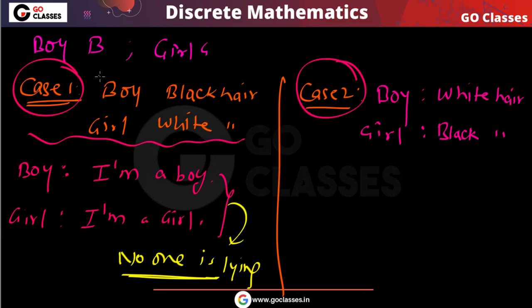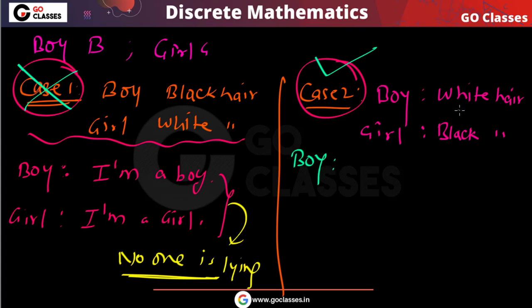Remember, in the beginning of the question, we don't know whether the boy has black hair or white hair. So we are creating two cases. Now we are finding that in case one, no one is lying, but the question is saying at least one of them is lying. So definitely case one is not possible. So case 2 is possible, because if case 1 is not possible, then definitely case 2 is possible.